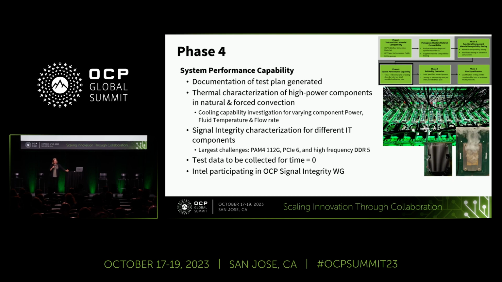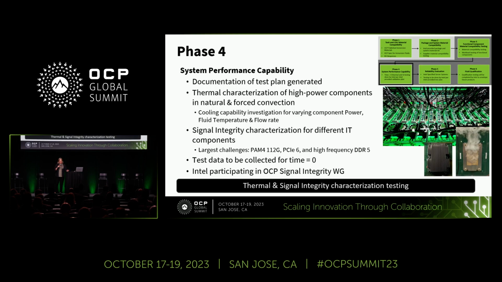And for the signal integrity, we heard a talk this morning from Kai Wang and Andy Young of where the largest challenges for signal integrity are that we see going forward. It's the PAM4 112 gig and PCIe 6 and high frequency DDR5. Test data at this step will be collected at time equals 0. So Intel is co-leading the signal integrity work group. Kai is doing that together, as I said, with Andy from Aspiritas. So phase 4, thermal and signal integrity characterization testing. That's a little bit more information about that.